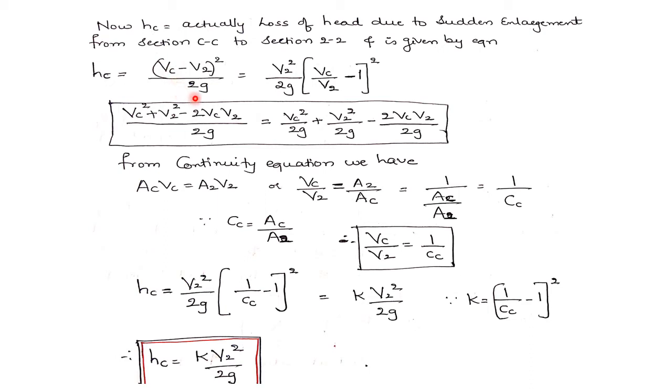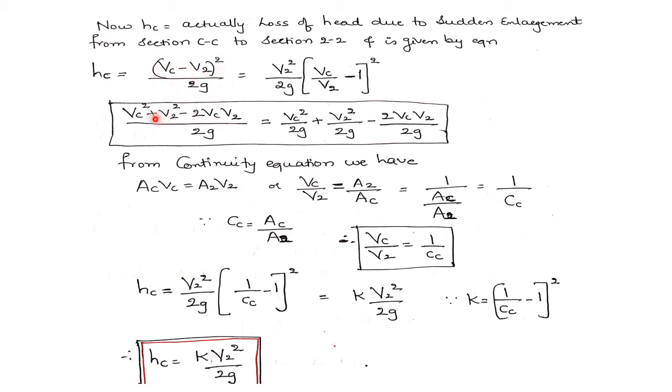So for sudden enlargement, how have you written the equation? (V1 minus V2) whole bracket square divided by 2g. Here V1 is VC. That means from the vena contracta to the cross-sectional area A2 of the pipe, the flow is taking place. So I have written here (VC minus V2) whole bracket square divided by 2g. This numerator (VC minus V2) whole bracket square I have elaborated here.